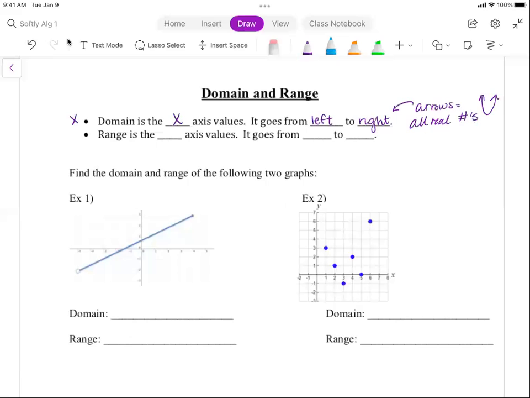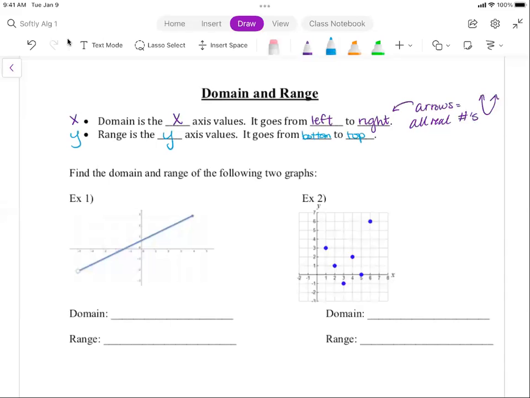All right, let's look at our range. It says range is the y-axis values. So range is y. It goes from the lowest number at the bottom to the highest number at the top. Lowest number from the bottom, highest number to the top.